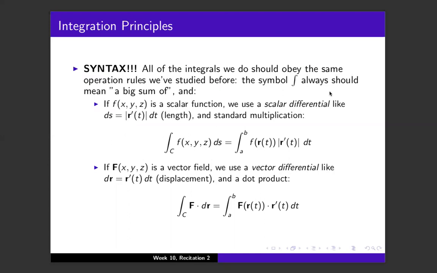So in particular, you can't take a dot product of ds. ds is a scalar. You can't dot ds with big F. That doesn't make any sense. You can't take a dot product of a scalar and a vector. That doesn't work. So syntax is very important. If you make sure that you're obeying the rules of syntax, then pretty much everything that you're going to get out of this is going to work out.